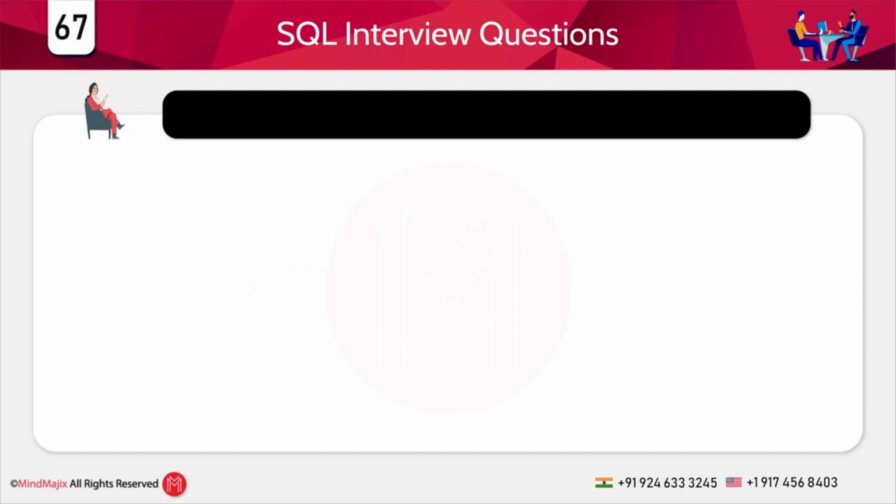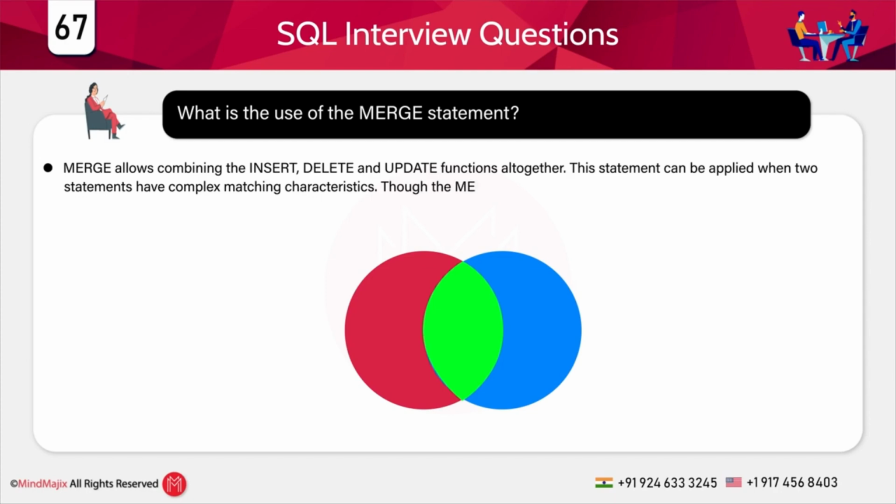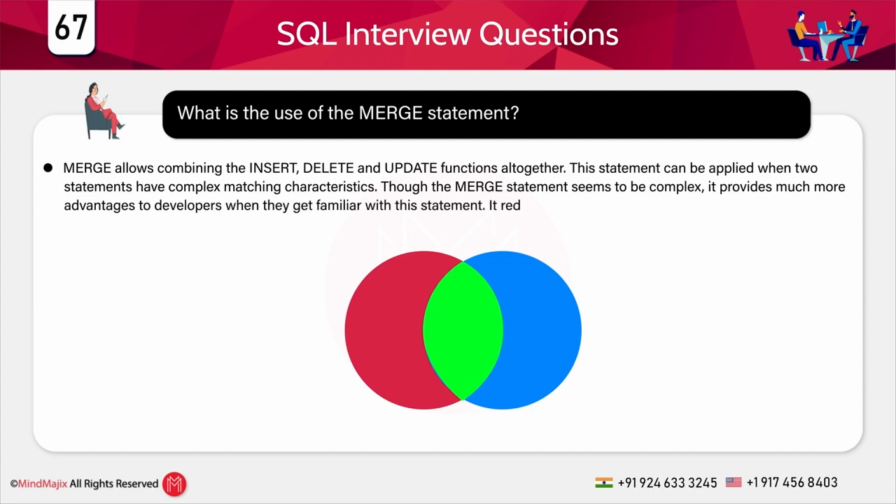The next question is, what is the use of the merge statement? Merge allows combining the insert, delete, and update functions all together. This statement can be applied when 2 statements have complex matching characteristics. Though the merge statement seems to be complex, it provides much more advantages to developers when they get familiar with it. Basically, it reduces the IO operations significantly and allows reading data only from the source.